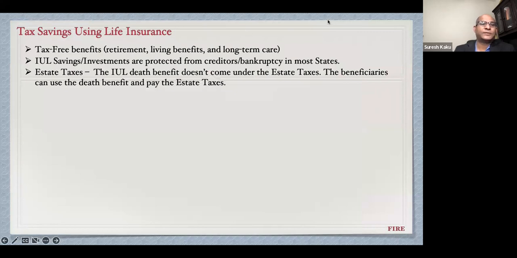With the tax-free life savings, like we said, anything that you withdraw during retirement or any time that you need is tax-free. Wealthy people use this vehicle to pass on money to the next generation without any estate taxes.